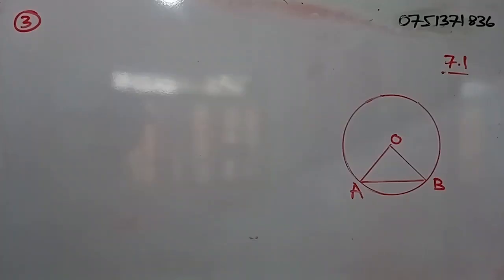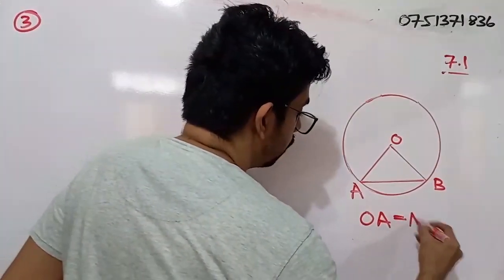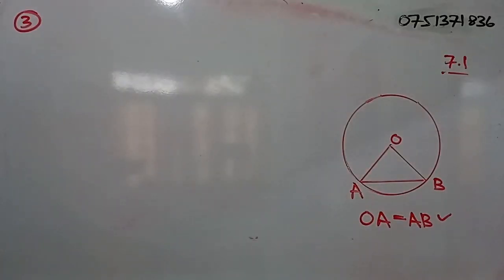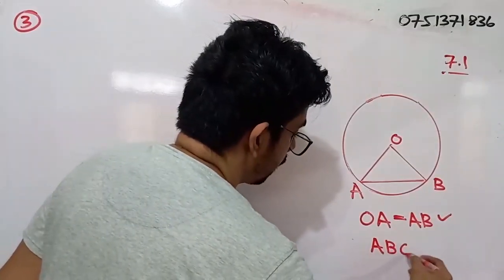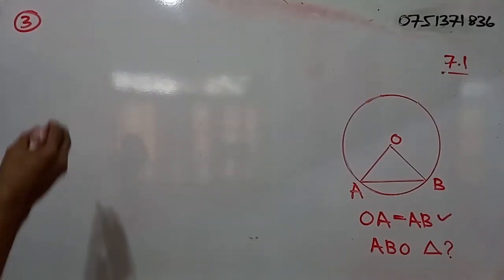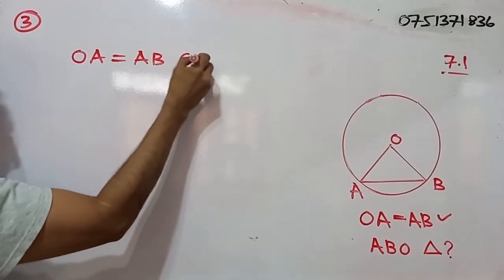The points A and B are located on the circle with center O, such that OA is equal to AB. Right. So, here OA is equal to AB. So, this is given. Right. Based on its sides, mention what type of triangle ABO is. So just as before, they are asking us what kind of a triangle is ABO. So here OA is equal to what? AB. So that is given.